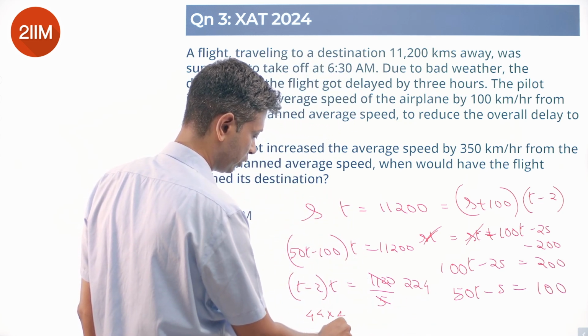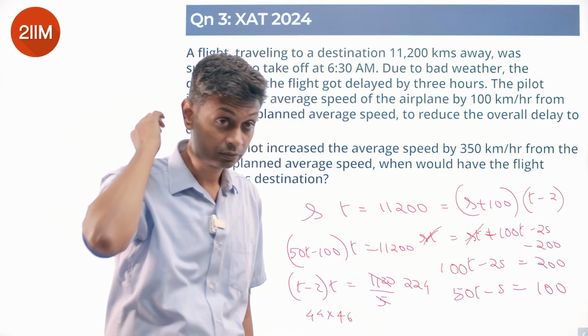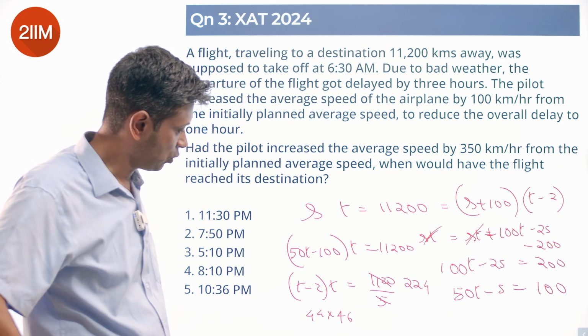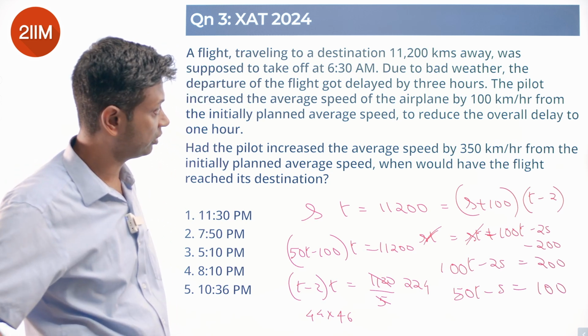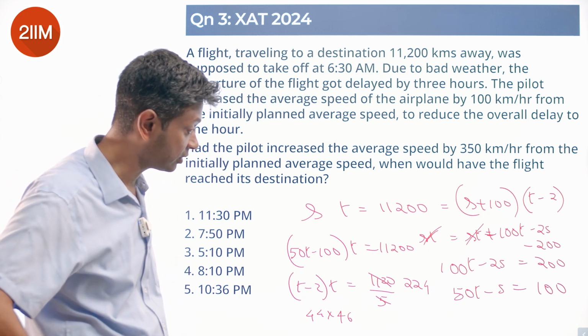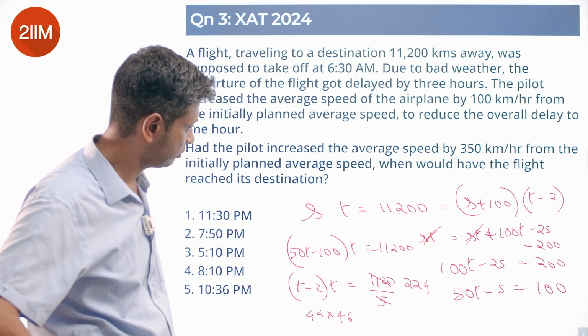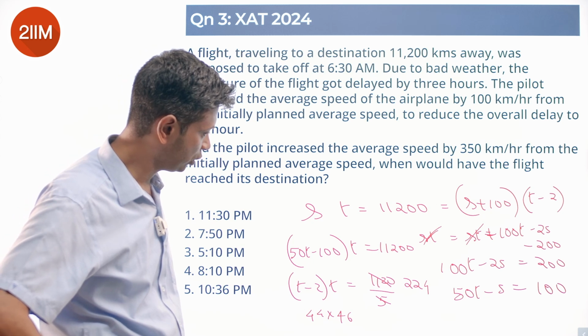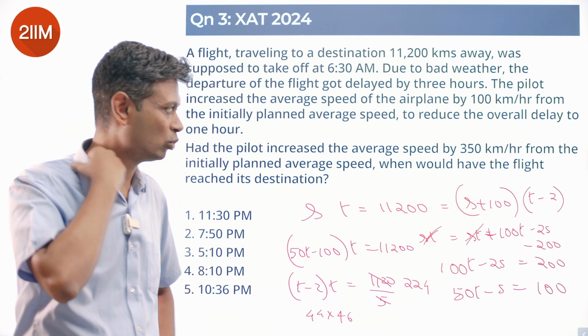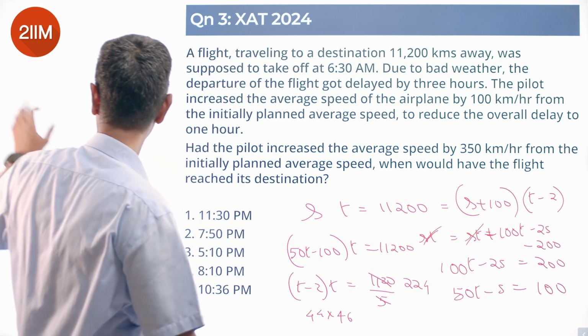This is 44 into 46. 46 hours into 44 hours. That's what happens: instead of traveling for 46 hours, he travels for 44 hours. So we'll have to do 11200 by 46 and by 44 to get s and s plus 100. Let's do this.